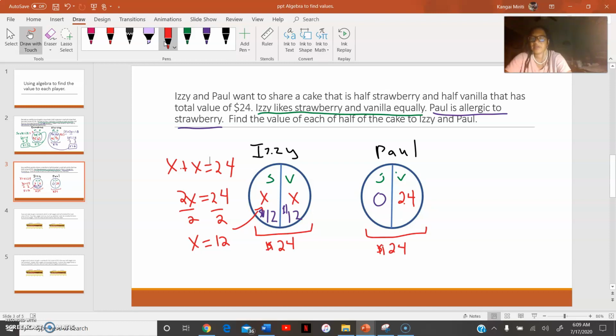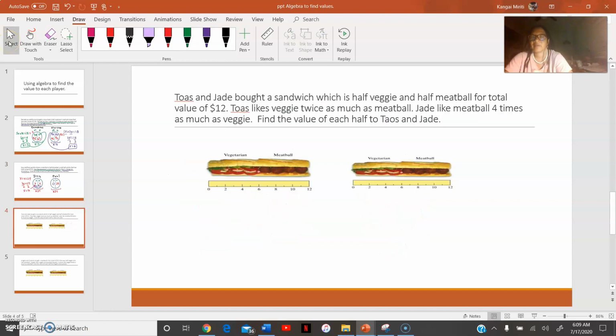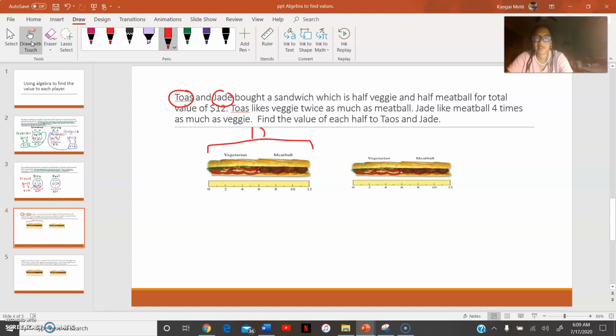Okay, let's look at a few other examples. This next example involves sandwiches. We're back to sandwiches. We've seen these sandwiches before. Okay, let's see what's going on. Who are the two people this time? This time we've got Toaz and Jade. And we have a sandwich that has a total value of $12.